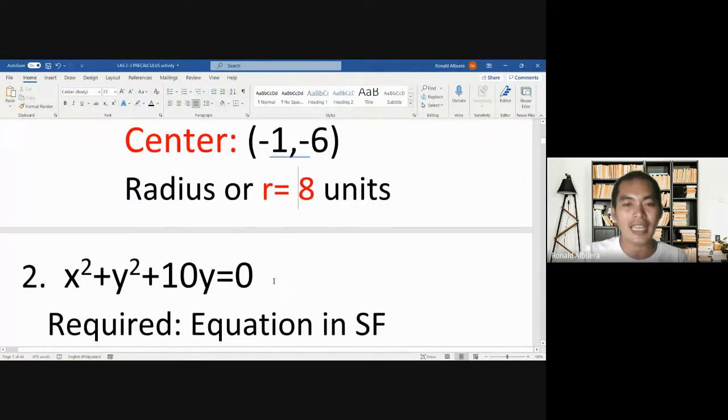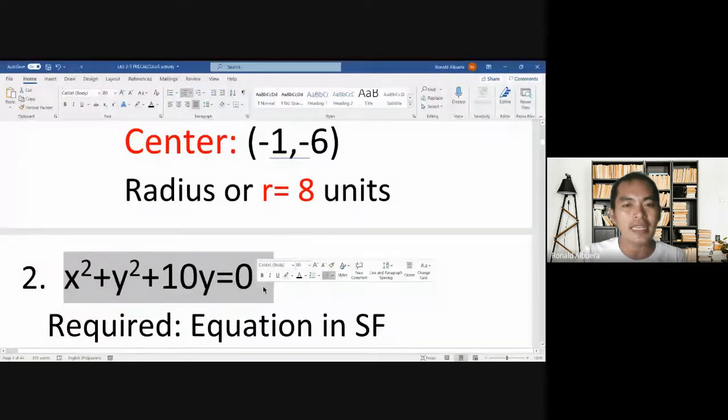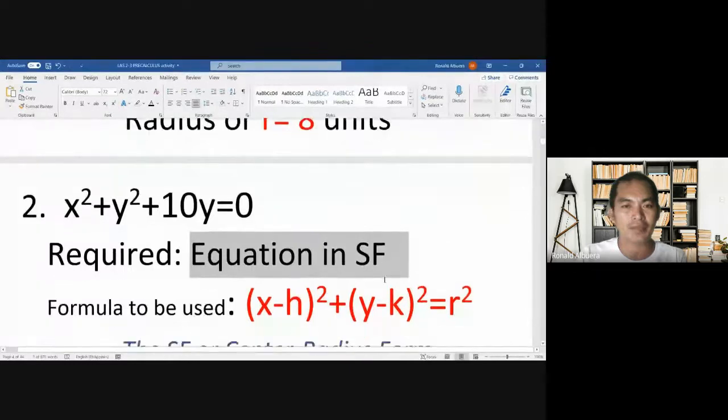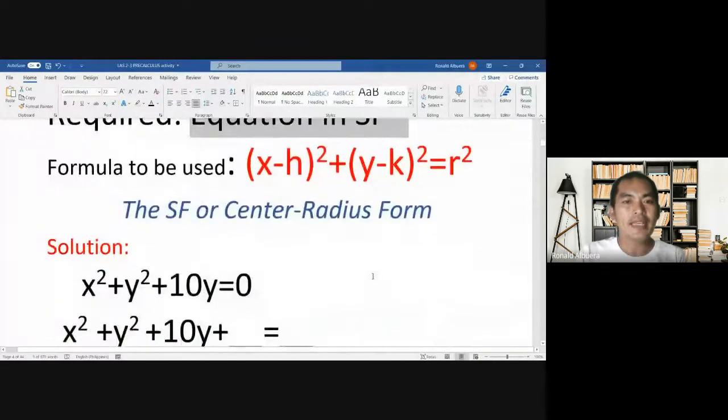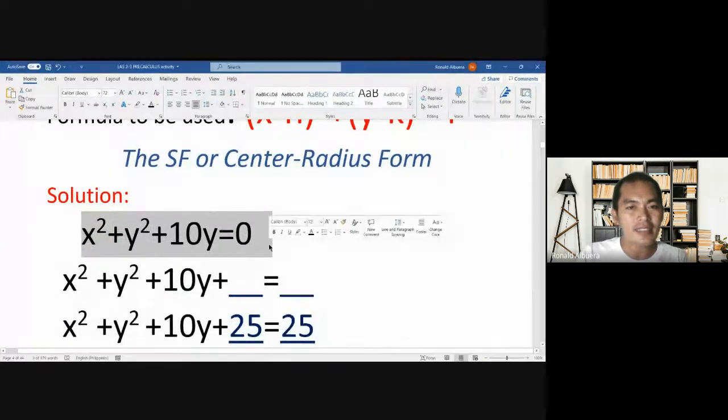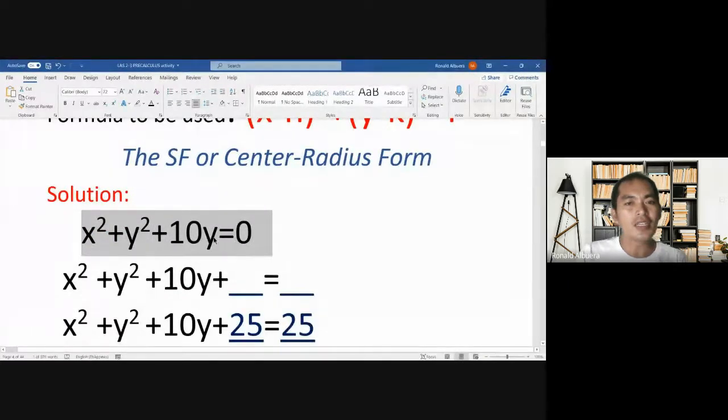Okay, let's proceed to example number 2. Suppose the given is x squared plus y squared plus 10y equals 0. What is the equation in standard form? Okay, now, our first step is to write the given. Then, there is no constant term in the left side. So, you don't have anything to transfer to the other side.